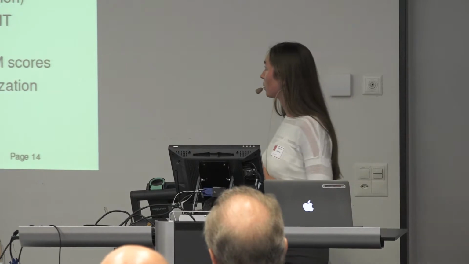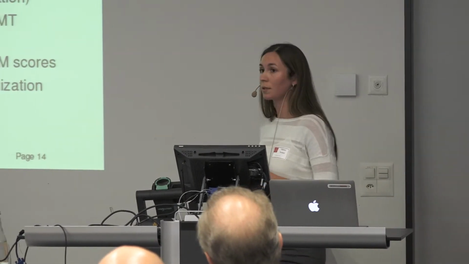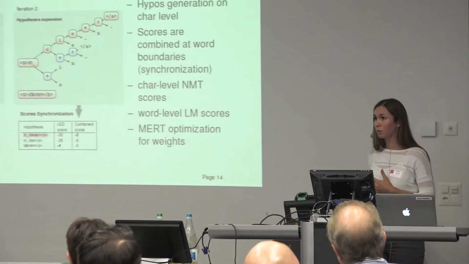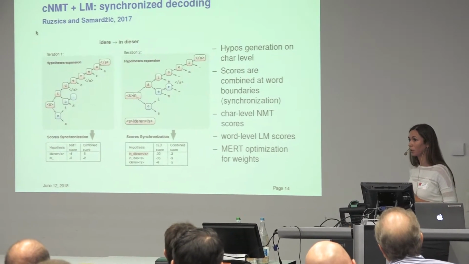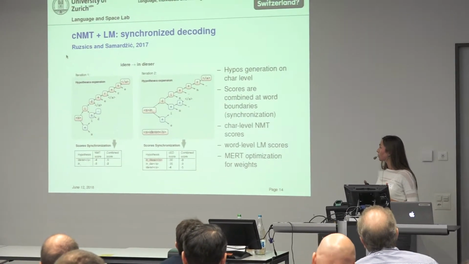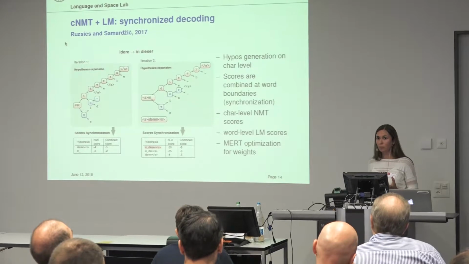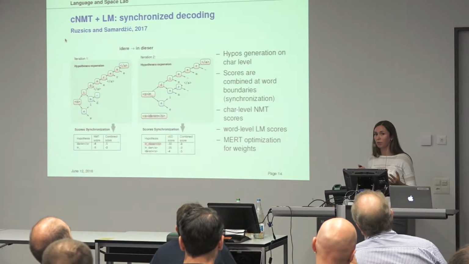So how can we give a signal to the system to use the frequency of the words that we do observe in the corpus? Well, we can combine the NMT scores over characters with the language model scores over words. This is how we do it. We used an approach which we call synchronized decoding. This is an approach that we've already used successfully before for a different but somewhat similar task, morphological segmentation. Basically, the algorithm allows you to combine several predictors which score on different levels, for example, characters versus words.